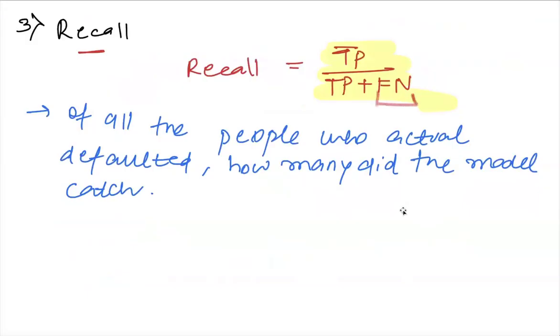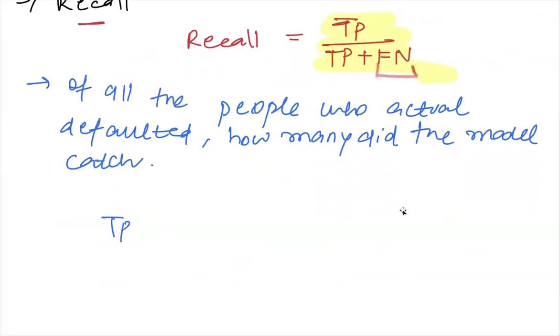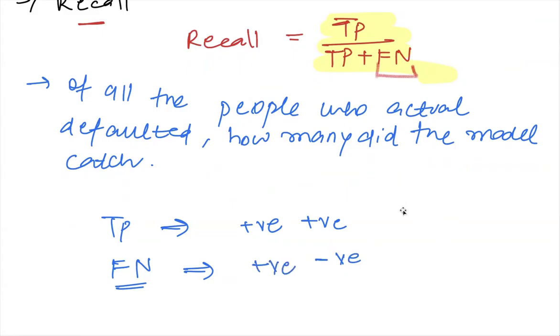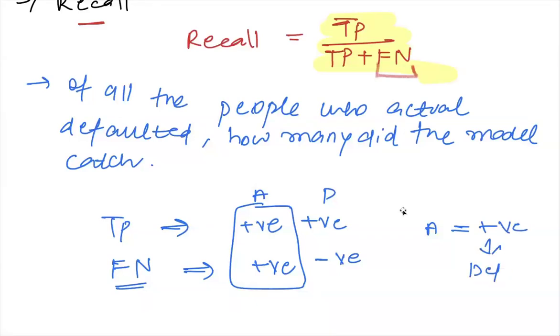Tell me one thing. True positive and false negative: what does this mean? True positive means the model predicted positive and actually it was also positive. Here false negative means the model predicted negative, but actually it was positive. Actually there was a default. This is actual and this is prediction. So how many defaults are there in actual?